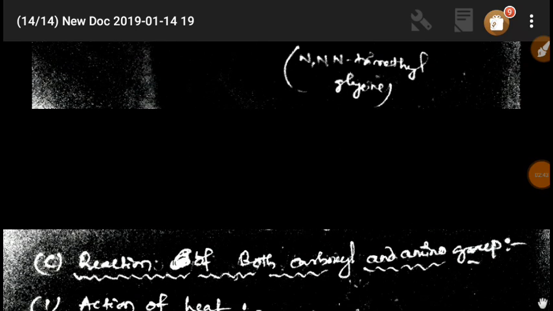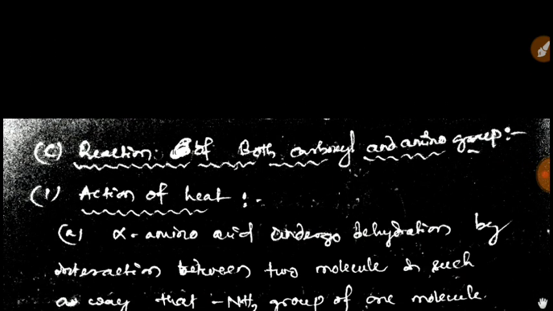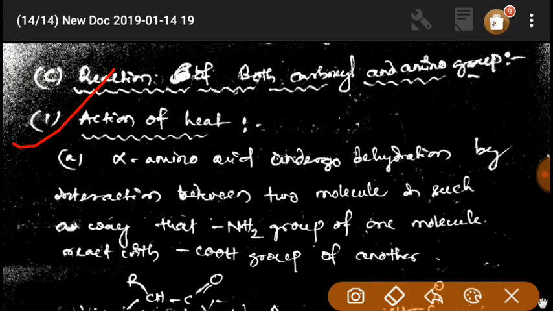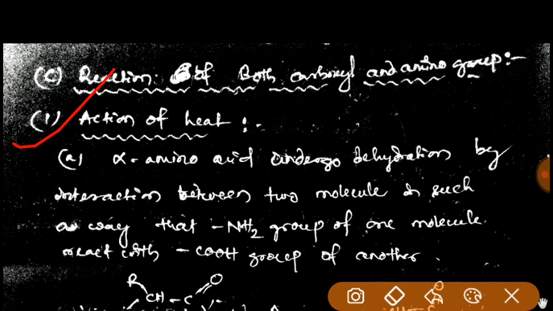Okay, next I come to reaction of both carboxyl and amino group. Before, I taught you the carboxyl reaction and amino group reaction separately, now we will react by combining both carboxyl and amino group. Okay, first, reaction on heat. Alpha amino acid undergoes dehydration by interaction between two molecules in such a way that the NH2 group of one molecule reacts with the COOH group of the other.